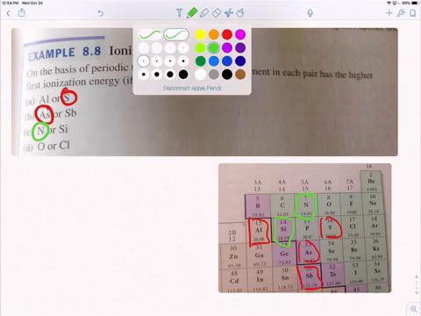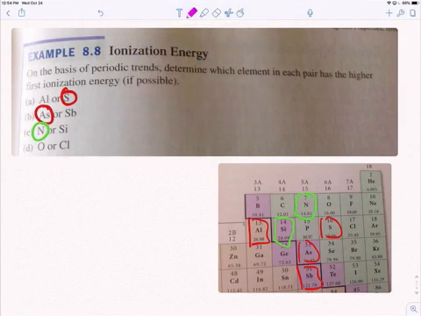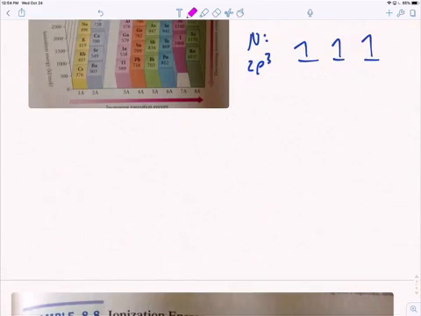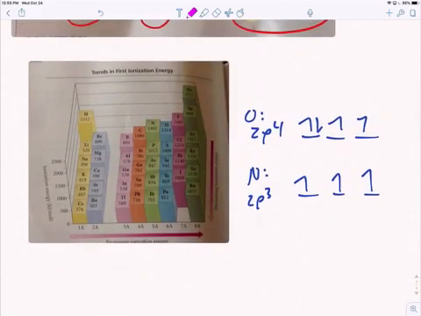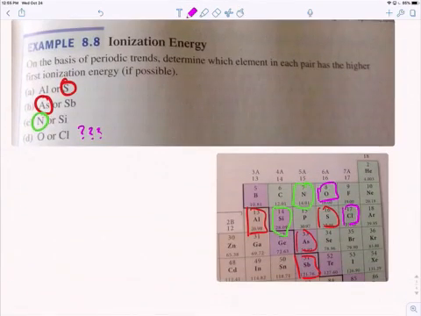And then oxygen or chlorine. Here is oxygen, here is chlorine. So oxygen is further up, it should be higher. Chlorine is further to the right, it should be higher. We don't know. We can't tell by periodic trends, we have to look at data. And it turns out oxygen. Oxygen is the right one, but we wouldn't know that by periodic trends. We have to look at data.